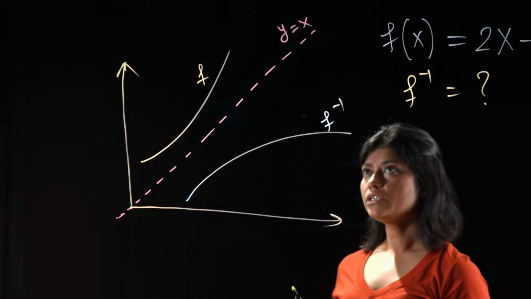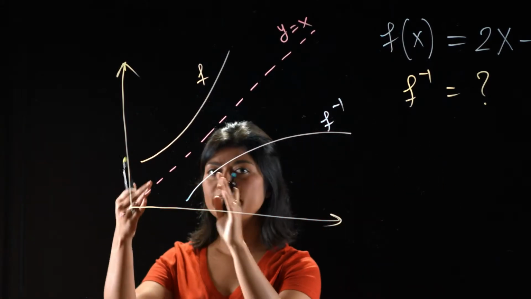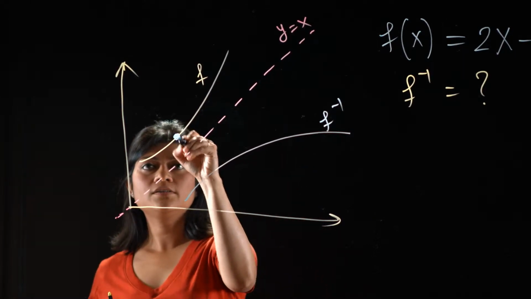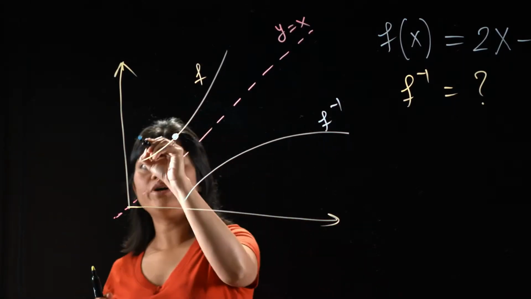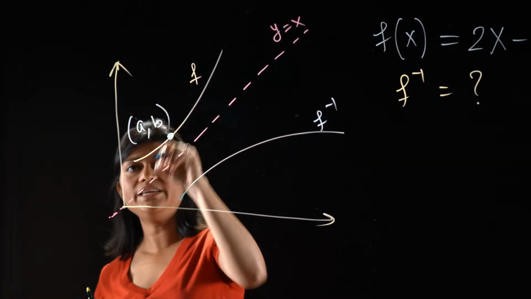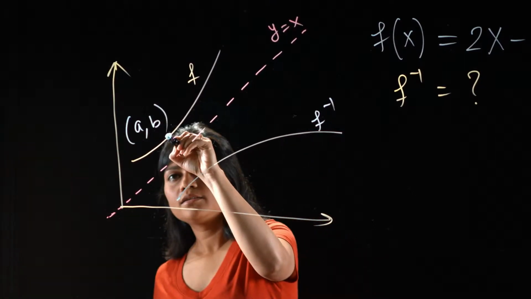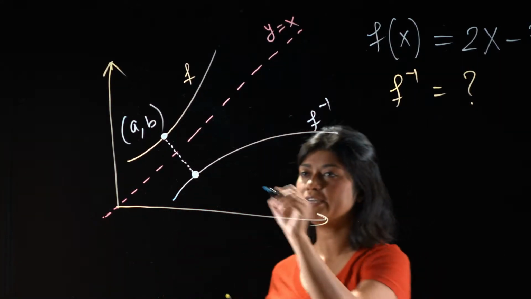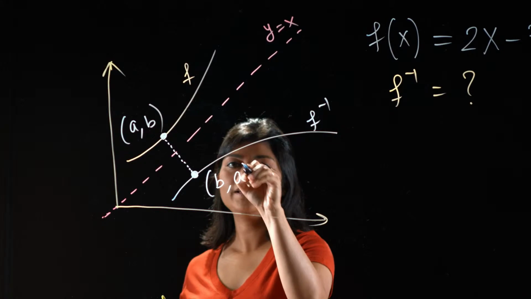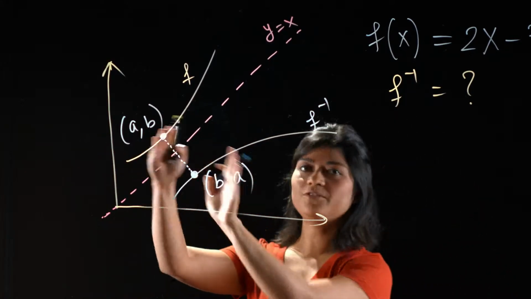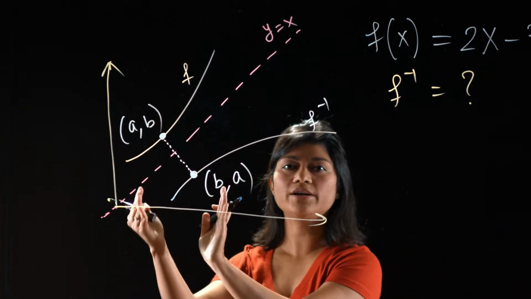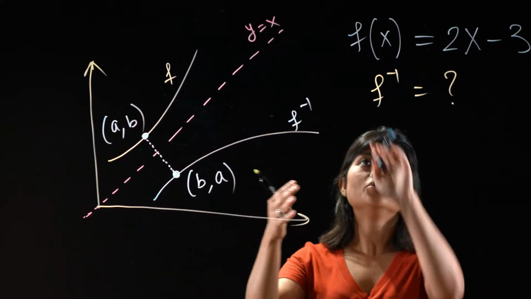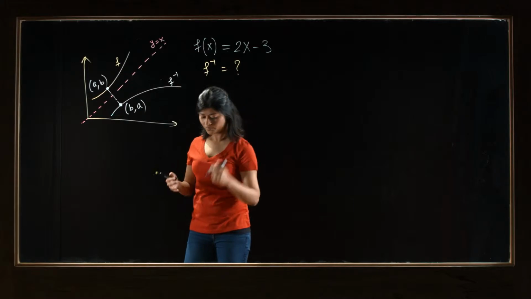Okay. Now, what does that really mean? Mathematically, what that means is if you take a point on f, and say that point is (a, b), then its reflection point on f inverse is (b, a). So it just reverses the x and y coordinates, that's all. And that concept can be used to figure out f inverse.